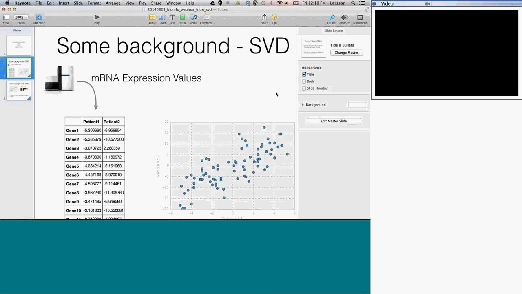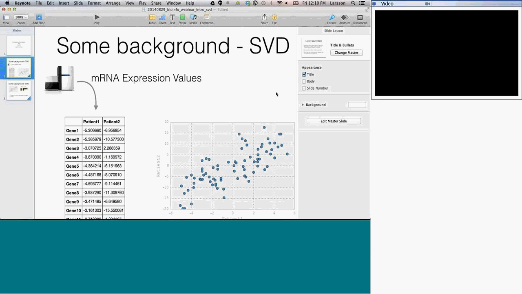But then if you plot the value of each gene for each of the 2 patients in this case, you might end up with a scatter plot as the one that you're seeing on the right. And the reason I only chose 2 patients is because it makes it very easy to plot. But in reality, when you have hundreds or dozens of samples, plotting becomes very difficult because you have to have one axis for each of those.